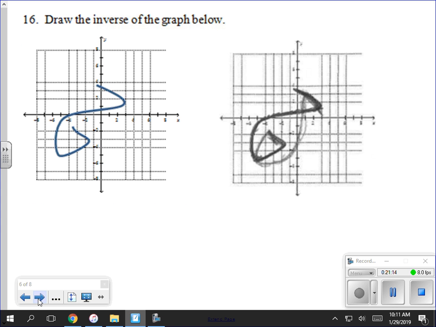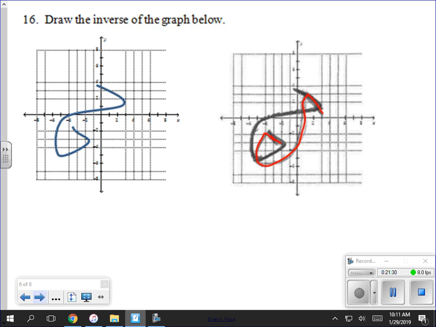And then the paper fold. Draw the inverse of the graph below. It's hard to see here, but I have it. There's the inverse function there. How did I find it?